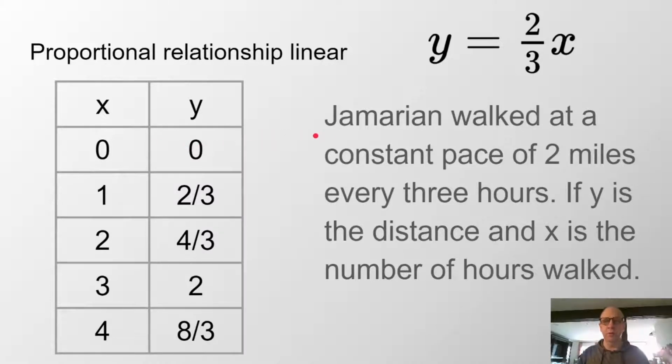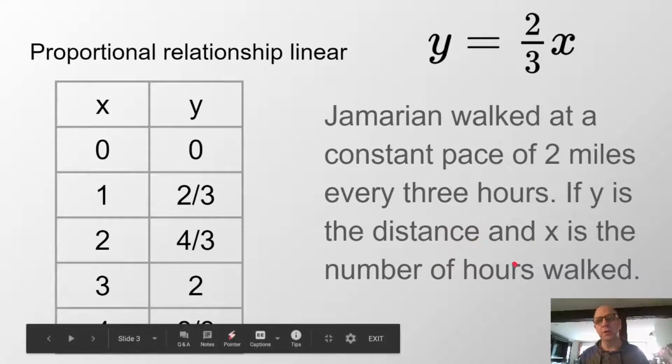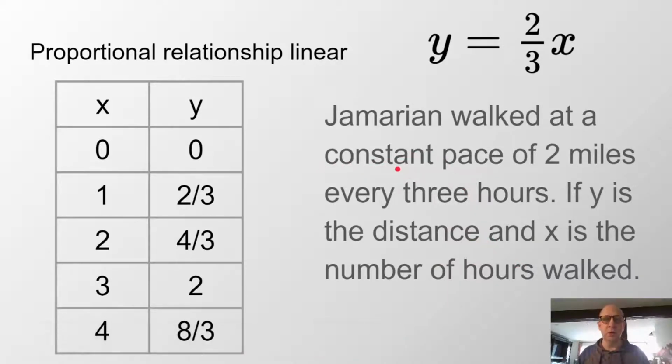And the description would be something like, Jamarian walked at a constant pace of 2 miles every 3 hours, if y is the distance and x is the number of hours he walked. The word constant or something like that will always be in there. So you know it's at a constant rate, which is required to be linear, because if it's not constant, it's not linear.